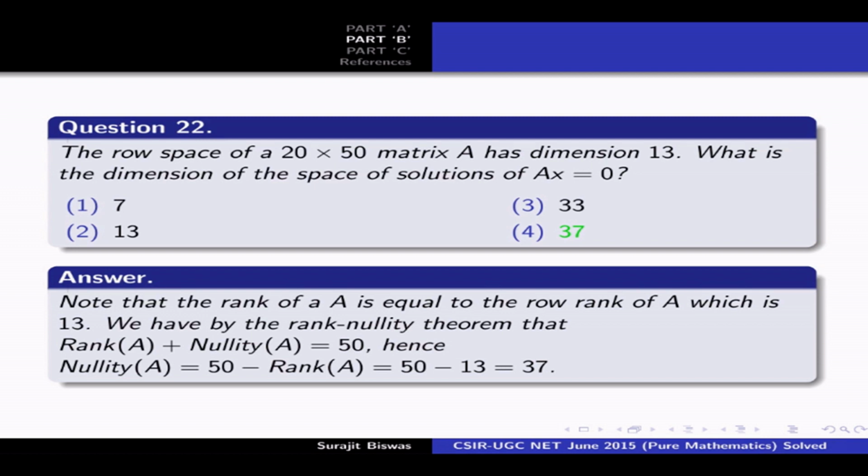Next problem, question 22. The row space of a 20 by 50 matrix A has dimension 13. What is the dimension of the space of solutions of Ax equal to 0? Again we will use the rank nullity theorem. Note that rank of A is equal to row rank of A, which is 13. By the rank nullity theorem, rank of A plus nullity of A equal to 50, hence nullity of A equal to 50 minus rank of A equal to 50 minus 13 equal to 37. So the correct option is the fourth one.